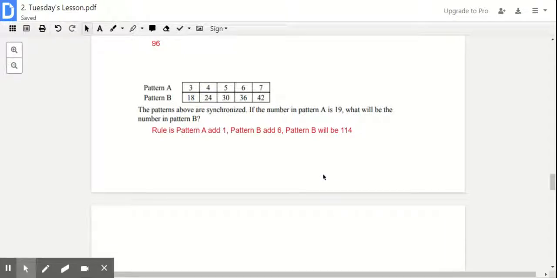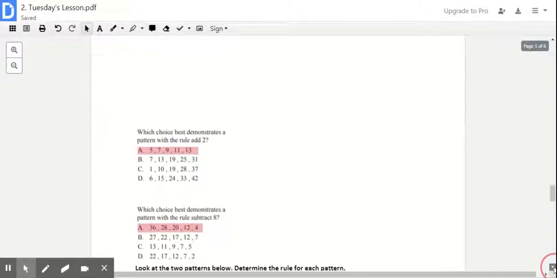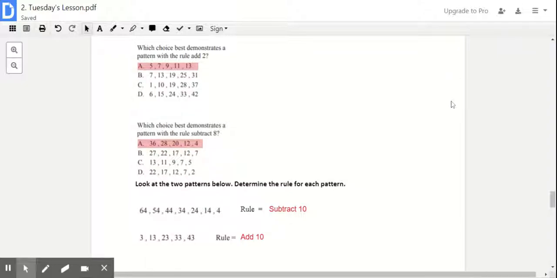Exactly, why this is 114, because you were taking 19, multiplying it by 6, and that's how you're getting 114. Okay, last page. So again, we're just determining the patterns and the rules for each one of these. It's more of a review right here at this point.